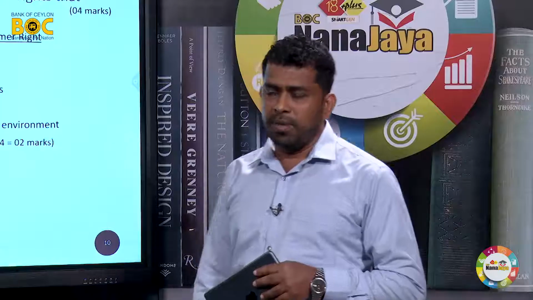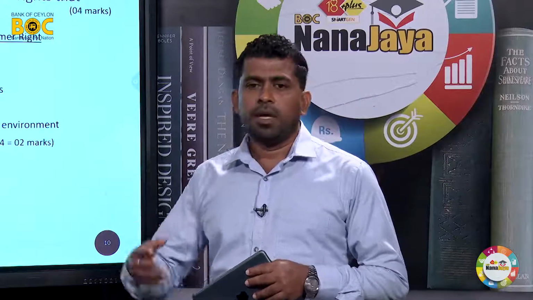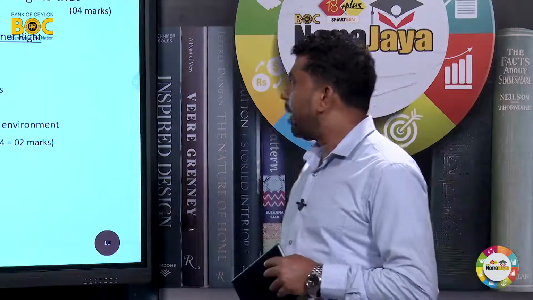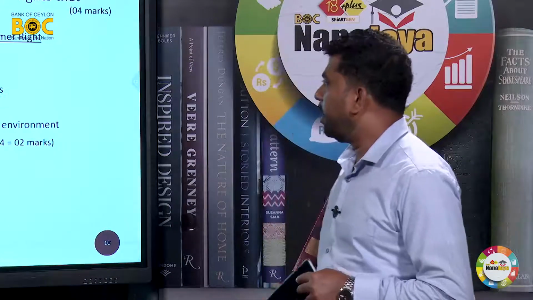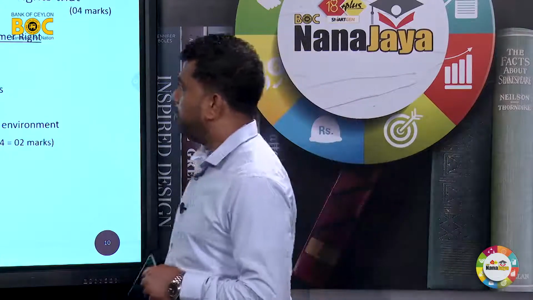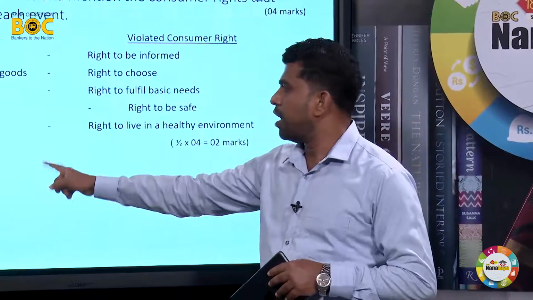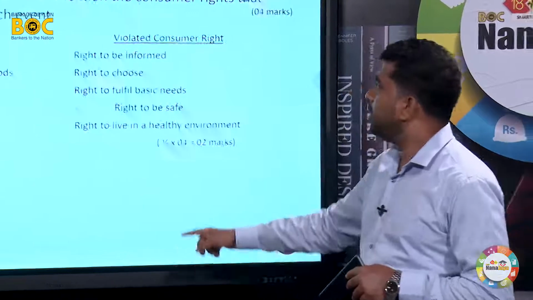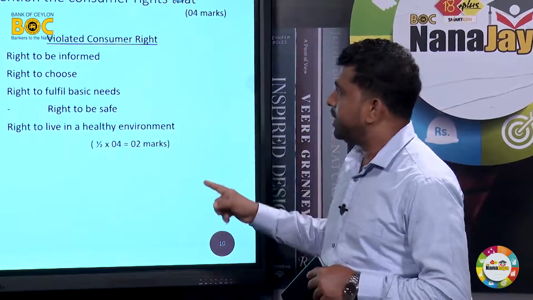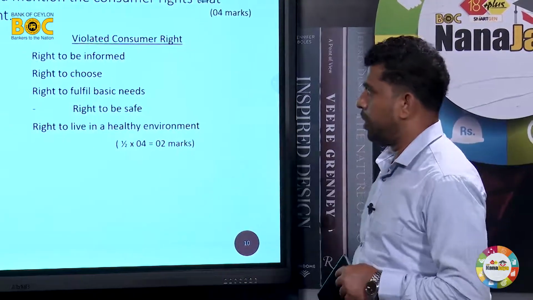That means a business has disposed of its waste here and there in the environment, so it violated the right to live in a healthy environment. To get 4 marks, you have to mention 4 trade malpractices, half a mark into 4, 2 marks, and you have to mention the consumer right violated through that trade malpractice, half a mark into 4, 2 marks.